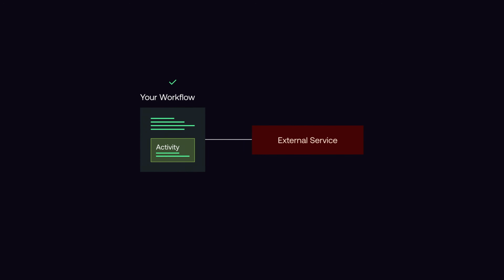What if your workflow needs to call an external service, and that service went down right in the middle of execution? You wouldn't want the whole workflow to crash. That's why you use activities in Temporal, to safely isolate those unreliable or failure-prone operations, and automatically retry them when things go wrong. Let's recap.